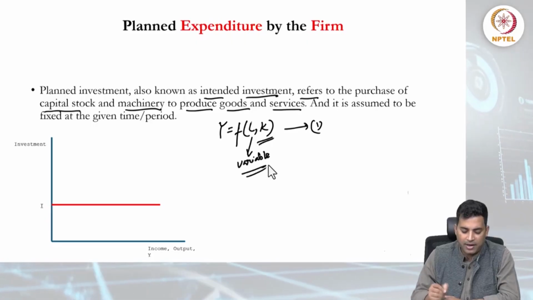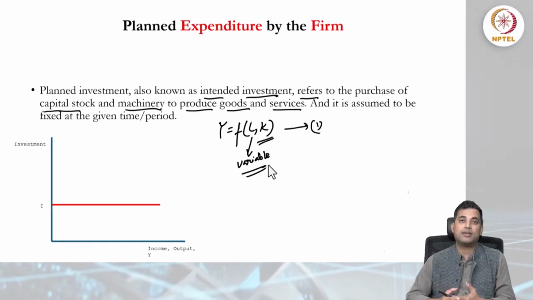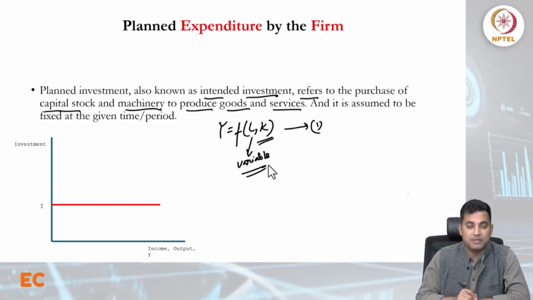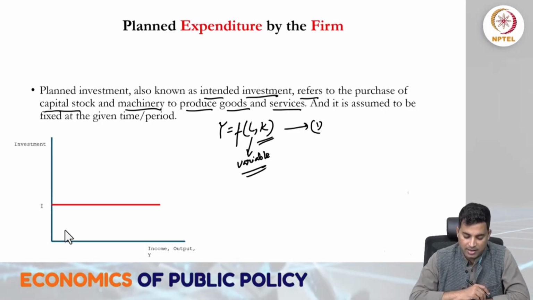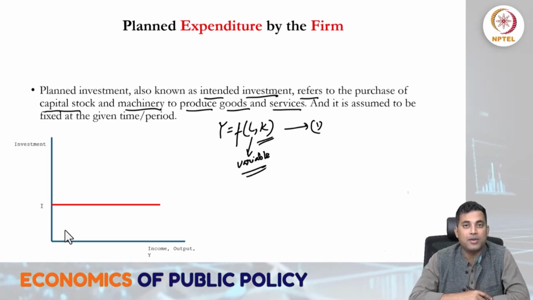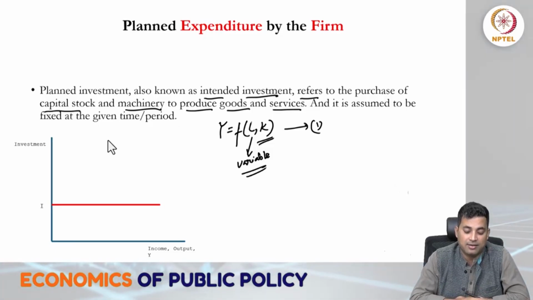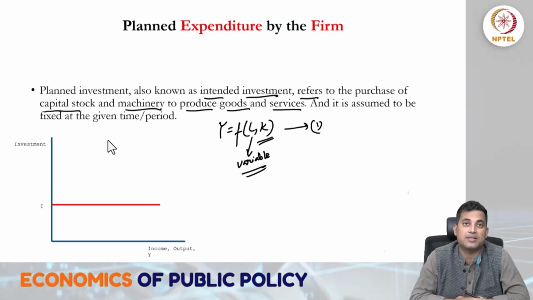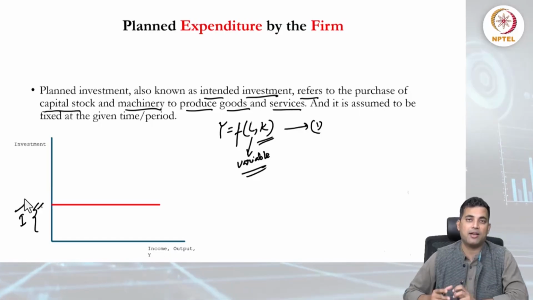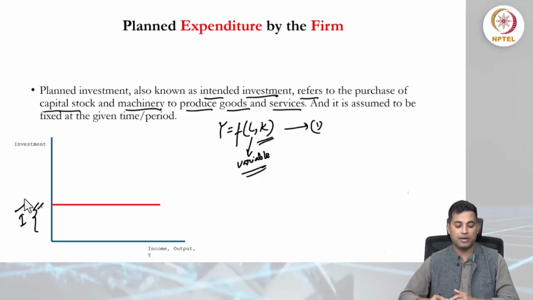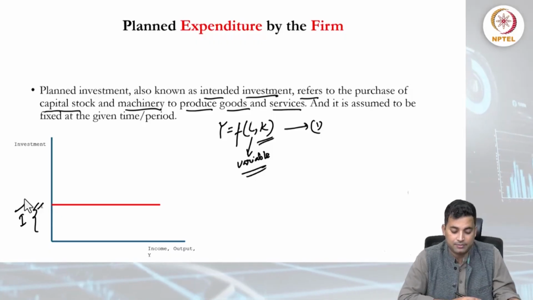But in the fixed amount of planned expenditure, it is always constant, and therefore planned investment is a horizontal straight line, as we have shown here, with planned investment and income. This graphical representation shows a horizontal straight line, which means planned expenditure is fixed at capital I bar. So capital I bar is the amount of investment required to buy machineries, capital goods and services.